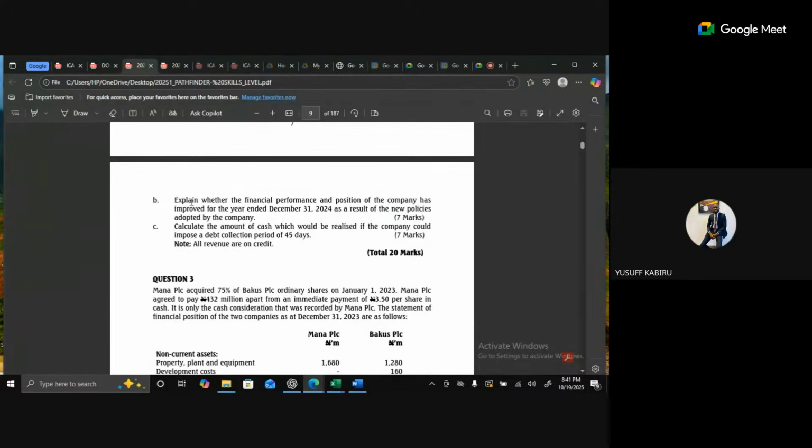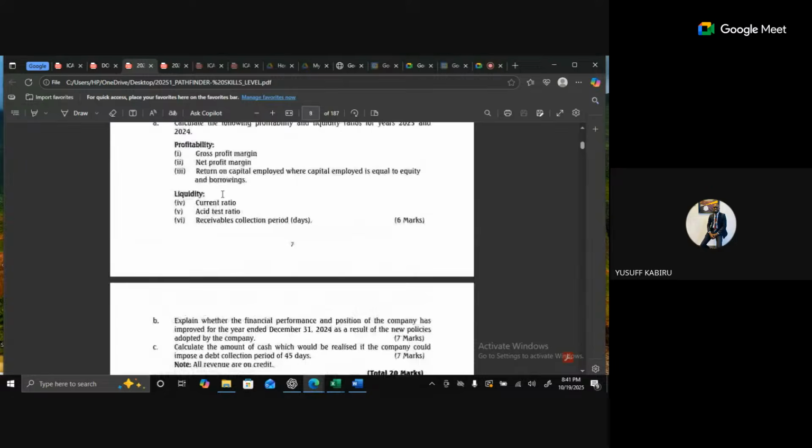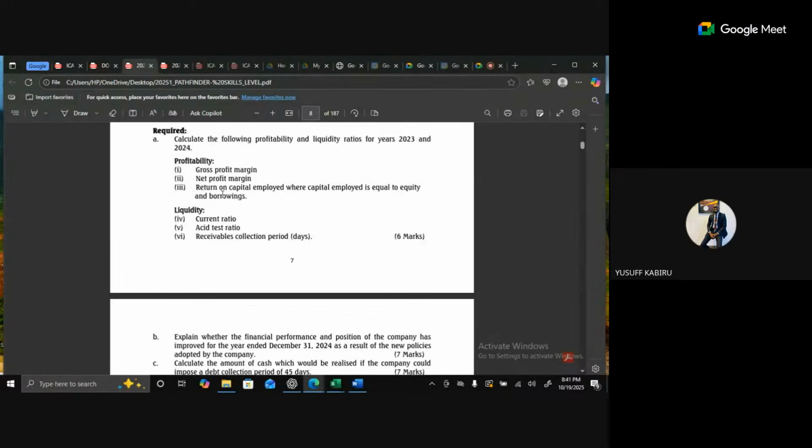Number B, explain whether the financial performance and position of the company has improved for the year. So now you need to follow the question the way it is being asked. First one is what? Calculate. They did not say you should speak any English there. Calculate it, bring down your formula, calculate it, and just leave it to get your 6 marks. That's the first step. Calculate. So when you calculate and you miss out the explanation, it's more like you're reducing marks for yourself, right? So calculate first. That is the first mark.